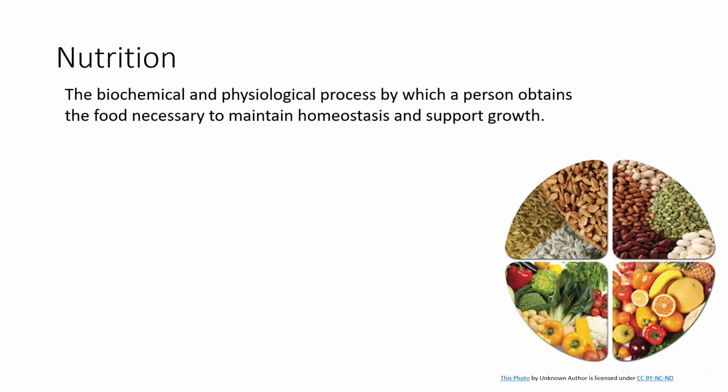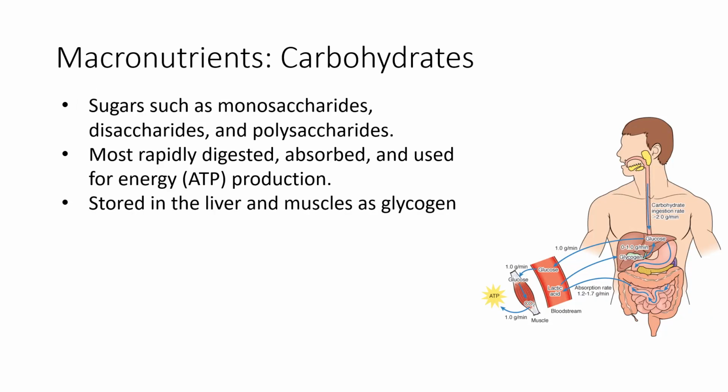Nutrition is the biochemical and physiological process by which a person obtains the food necessary to maintain homeostasis and support growth. There are nutrients that we need to consume in the diet in order to stay alive, and those nutrients can be classified as macronutrients or micronutrients. Macronutrients we need in large quantities. Micronutrients we need in small quantities. There are three major macronutrients. The first one is carbohydrates.